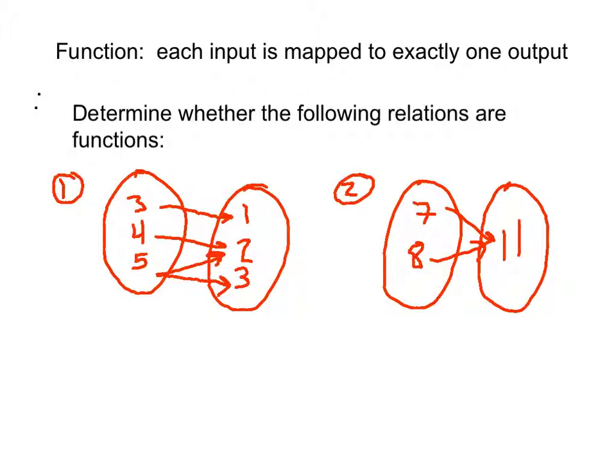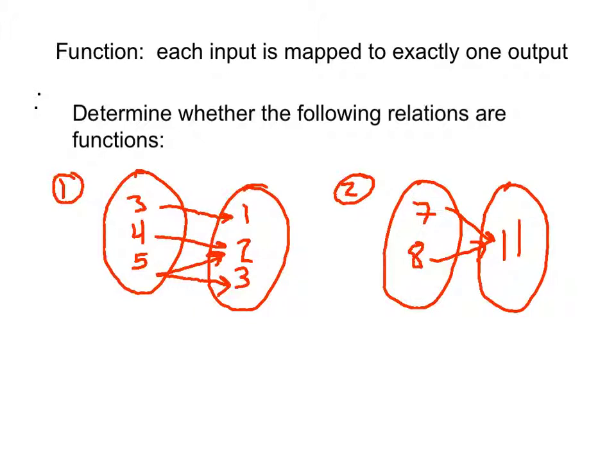Remember, a function has one input and it's mapped to exactly one output. So down here, we need to determine whether or not these two relations are functions. We can already see that this first example is a relation. We have a set of numbers being mapped to another set of numbers. And we see here that 3 is being mapped to 1, 4 is being mapped to 2, 5 is being mapped to 2, and 5 is being mapped to 3.